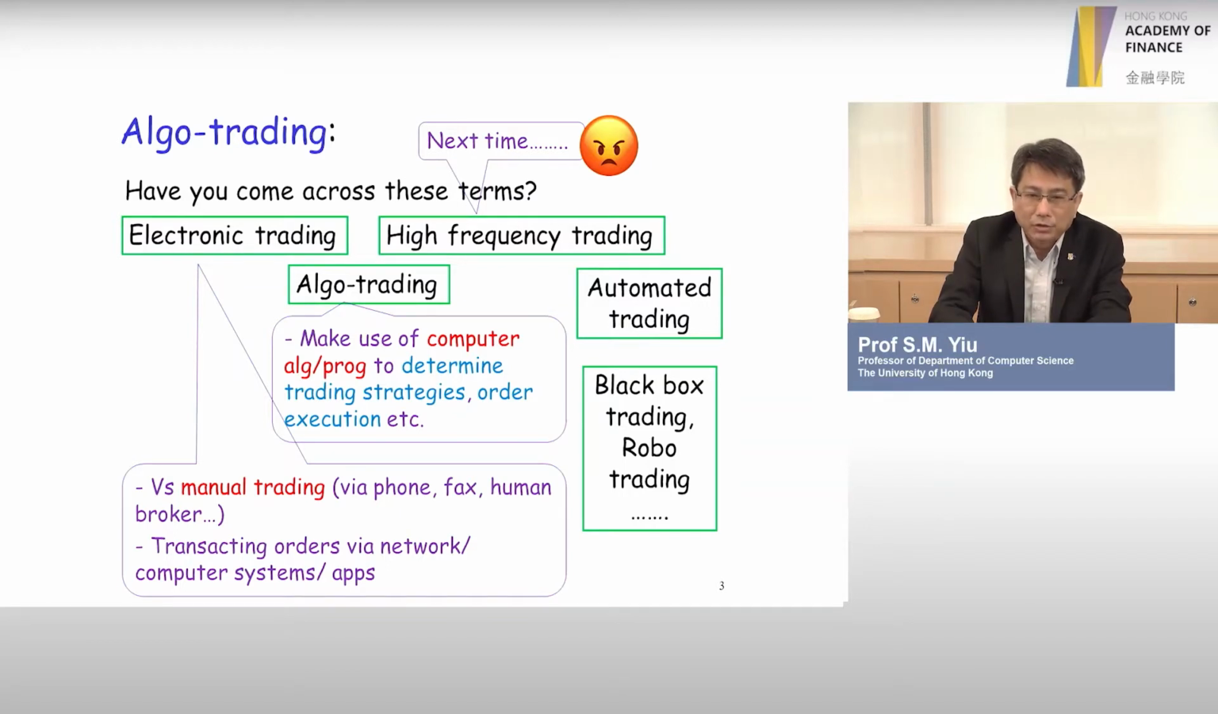Now, how about algo trading? There are many definitions if you look on the internet, but roughly speaking, you can think about it this way: we make use of computer algorithms and programs to determine the trading strategy, order execution, etc. Then we will say that we are using algo trading. Of course, under algo trading, we can also subclassify the algos into different classes. One particular class that I know a lot of people are very interested in is high-frequency trading. But unfortunately, it requires a lot more time to explain, so I leave it for next time.